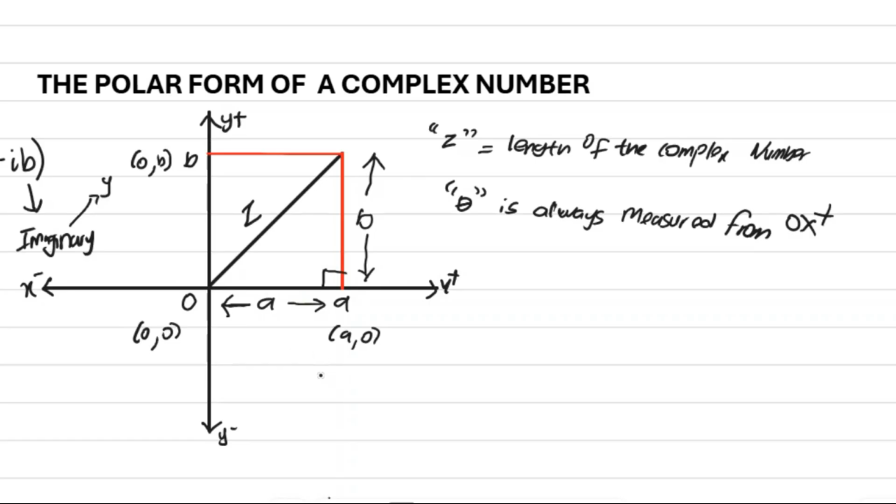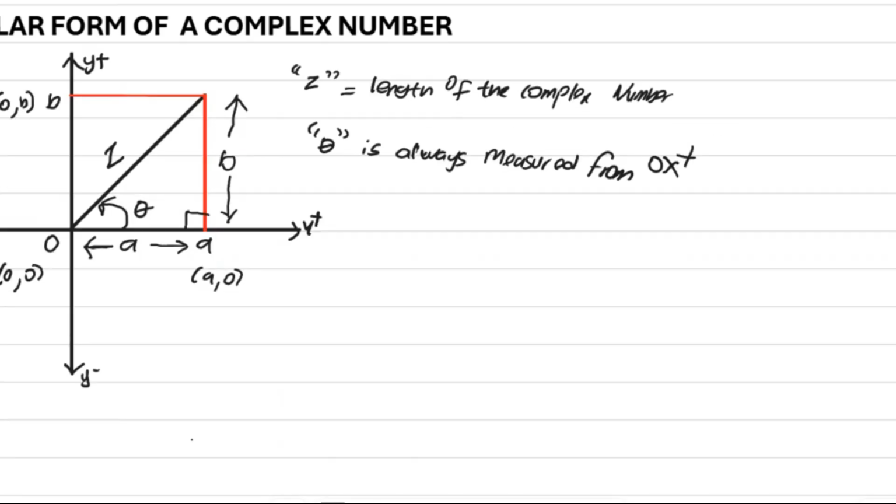So it means that if we have to draw a line to measure theta, starting from the OX axis, we draw that angle till it gets to what? Till it gets to the complex number. So it means that this is going to be what? Our theta.